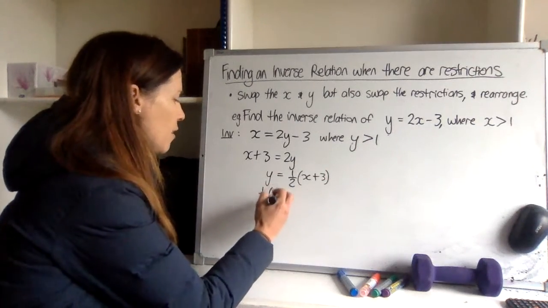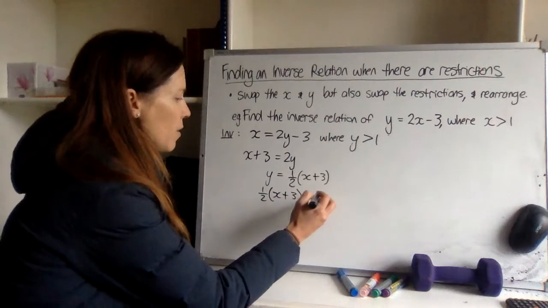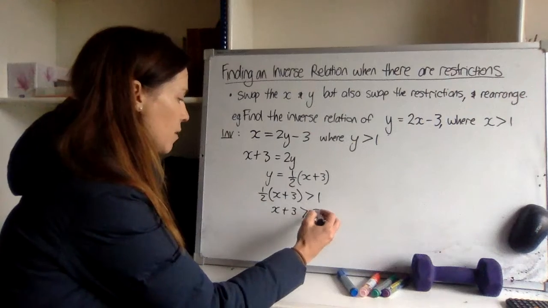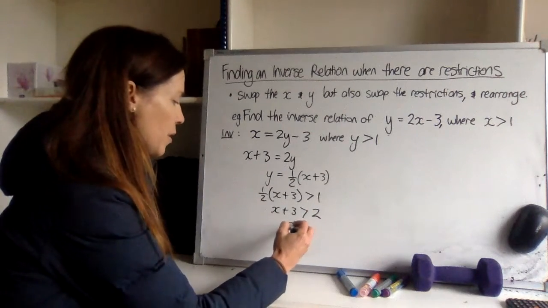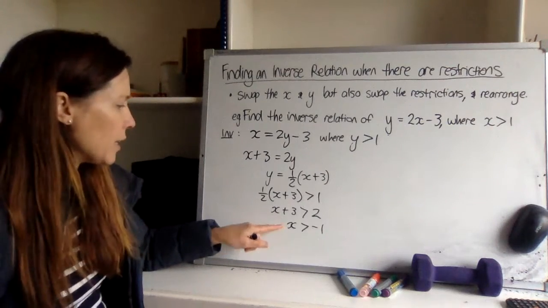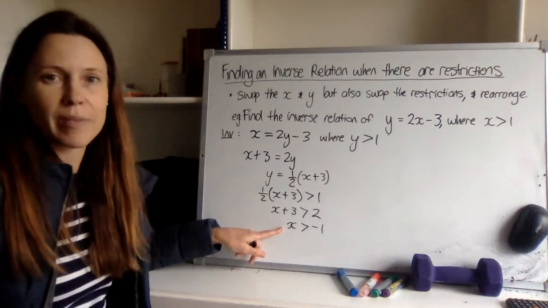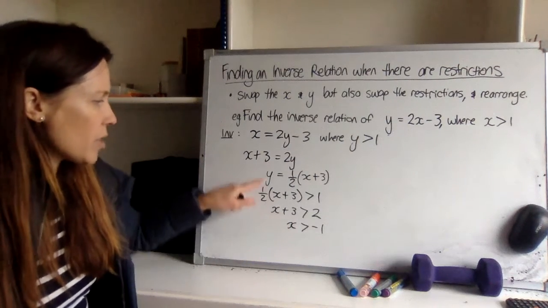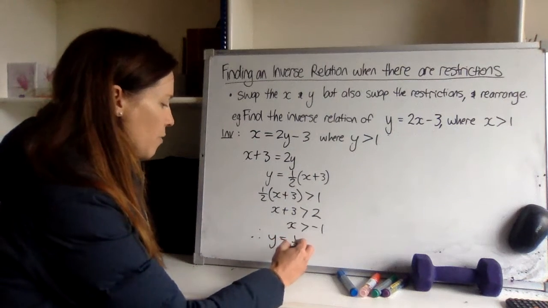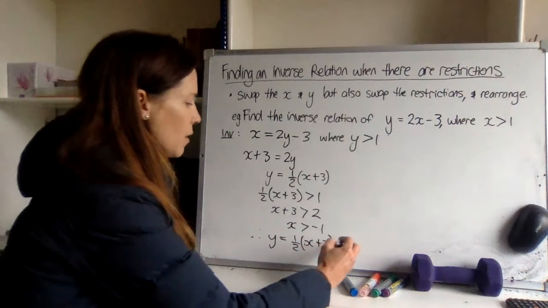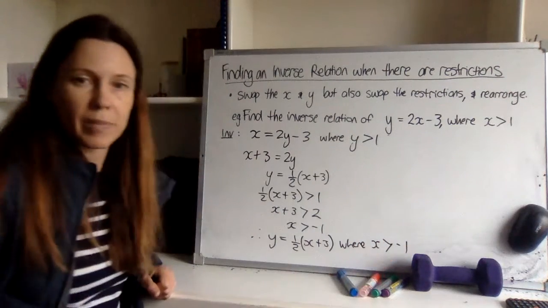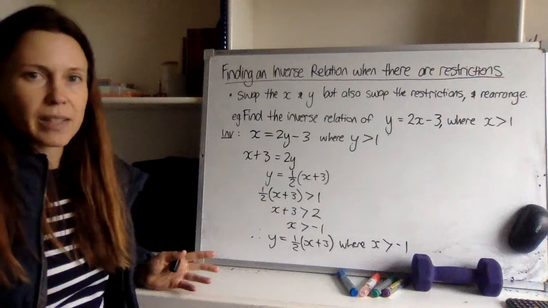So that's our next line. We can write out that half x plus 3 must be greater than 1. Doubling both sides, x plus 3 must be greater than 2. Subtracting 3 from both sides, x must be greater than minus 1. So that is now our restriction on our inverse relation, written in terms of x. And we need to write it in terms of x so that it goes with this. So now you could say, therefore, we have y equals half x plus 3, where x has to be greater than negative 1.